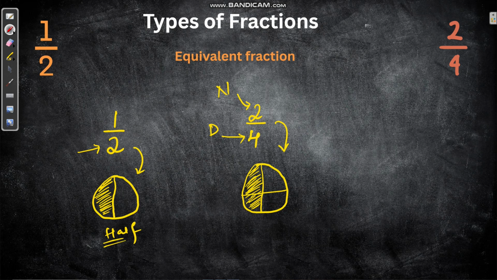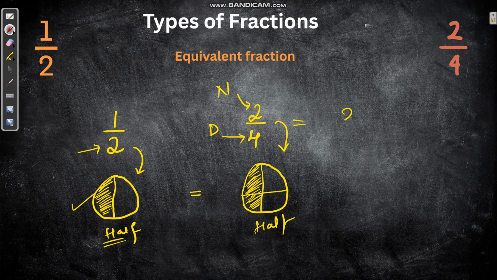So if you notice, this is again half. Okay, so now both the values, see, they are equal. This figure, that is 1 by 2 and 2 by 4, their value is same. That's why they are known as equivalent fractions.